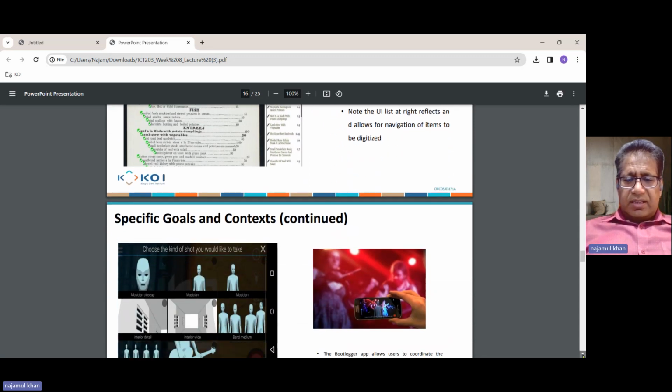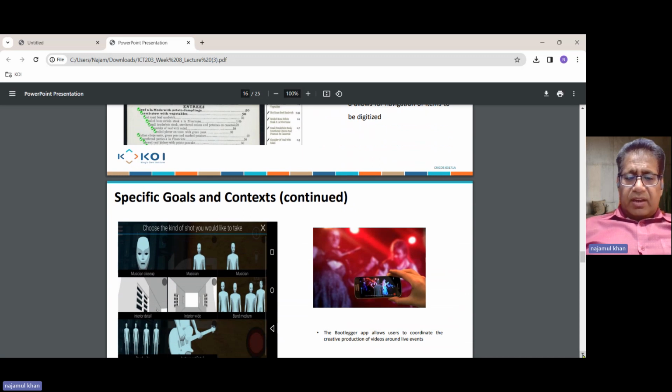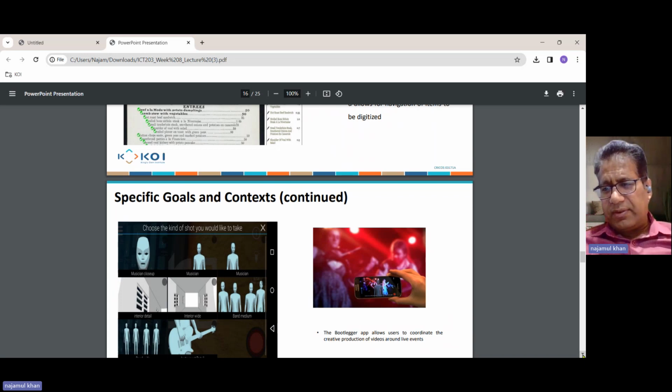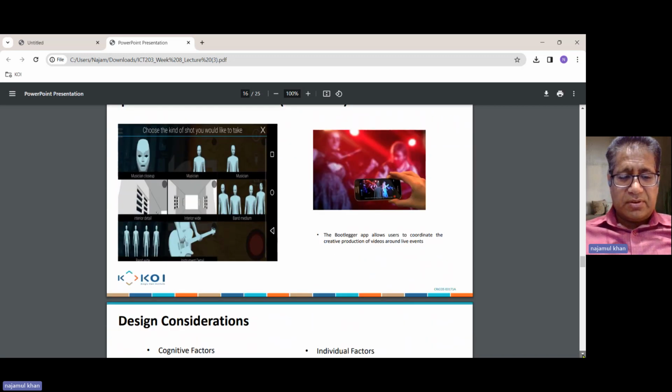Anyway, we keep moving to more slides. Some more information, guys. As you can see here, the Bootlegger app. I'm not sure whether you have seen it or not. It invites and allows users to coordinate the creative production of videos around live events, so it creates an environment which could be useful and interesting. If you want, maybe you can try it yourself next time. It's a different kind of thing, but once again, designers play an important role in how this app interacts with users. So this is also important.